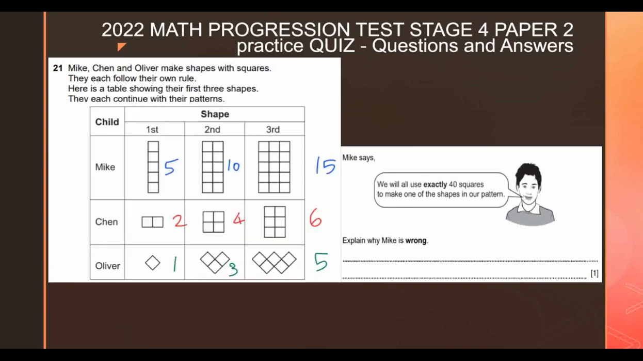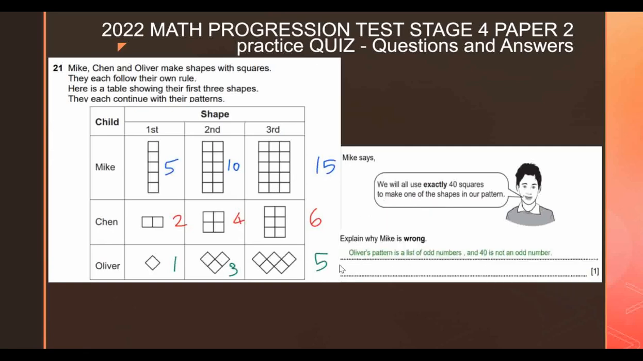So if we see, Mike's pattern is 5, 10, 15. Chan's is 2, 4, 6, while Oliver's is 1, 3, 5. Why is Mike wrong? Because Oliver's pattern is a list of odd numbers, and 40 is not an odd number. So that will be the answer. Next. Question 22.